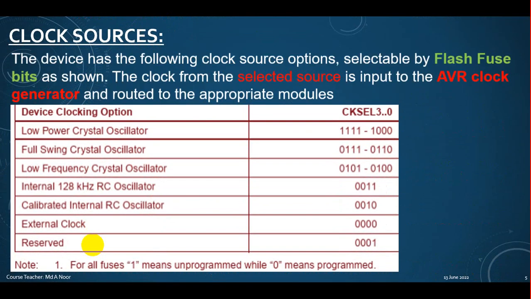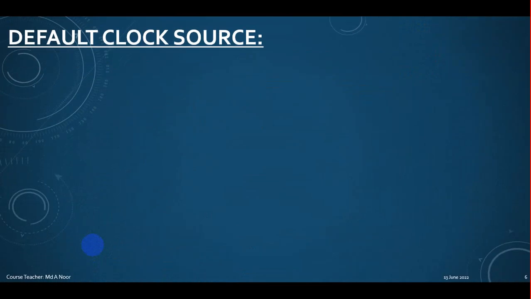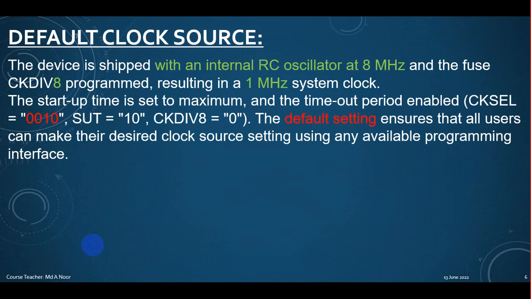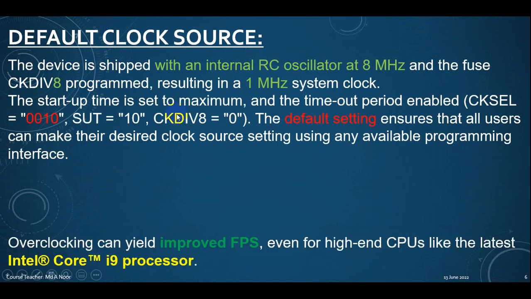So we have already seen this one on the data sheet. The device has the following clock source options selectable by flash bits, as shown. The clock from the selected source is input to the AVR clock generator and routed to the appropriate module. This is by default, okay? 0010 is the default, so this is the default clock source. The device is shipped with an internal RC oscillator at 8 MHz and the fuse clock divide by 8 programmed, resulting in a 1 MHz system clock.